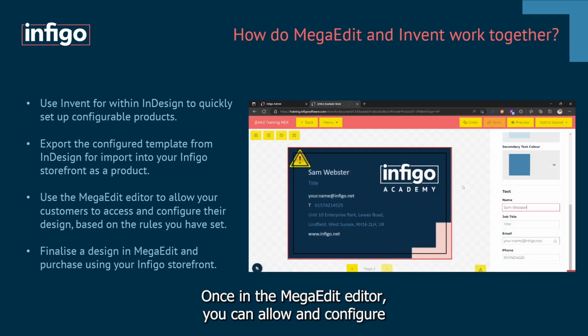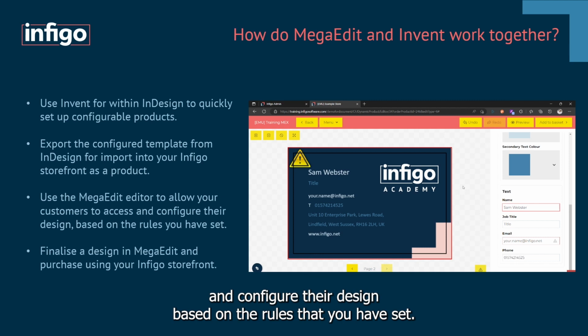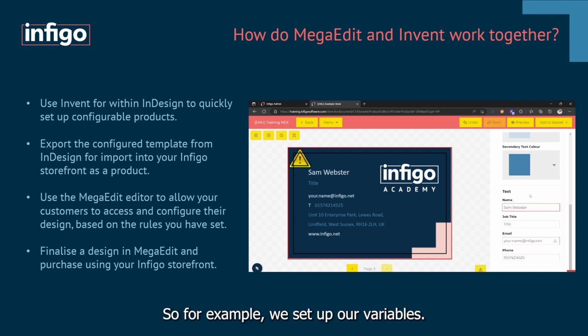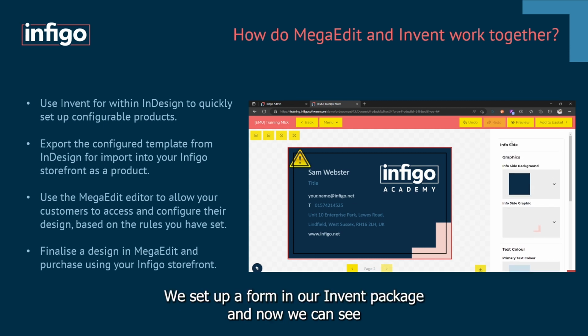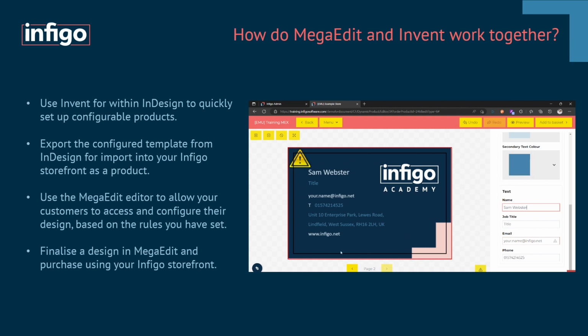Once in the MegaEdit editor, you can configure the setup of the product to allow your customers to access and configure their design based on the rules that you have set. For example, we set up our variables and our form in our Invent package, and now we can see that as a result in MegaEdit, we have a fully featured form which will drive the information on our product itself.